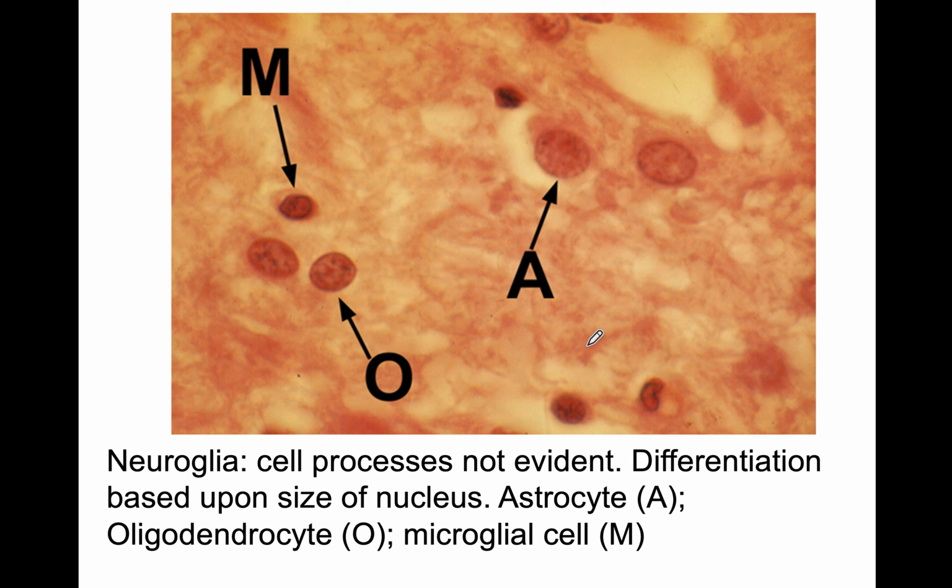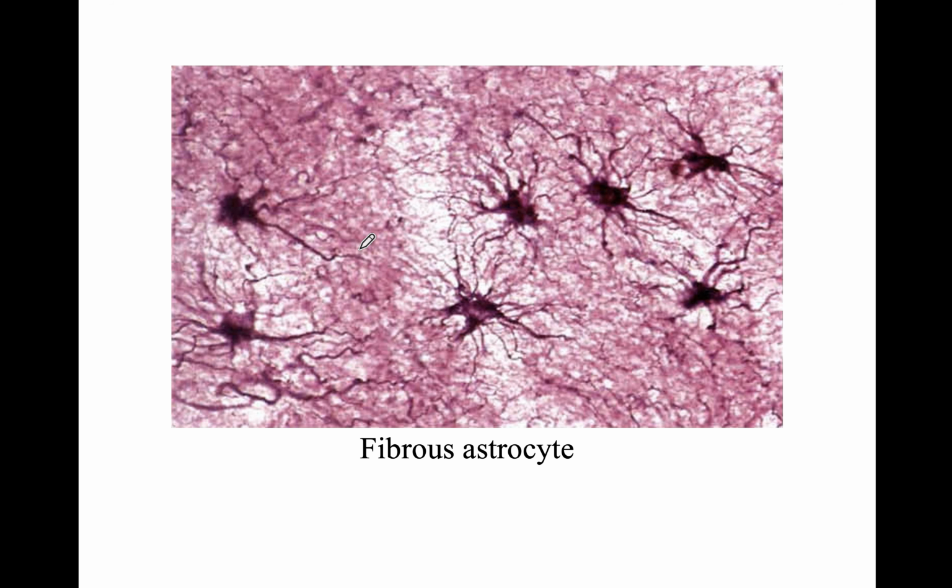How could we differentiate between them? If these cells are in the same slide, the largest will be the astrocyte, the smallest is the microglial cells, and the middle size will be the oligodendrocyte. But this is very difficult to discern because they are in different sections, and you have to have the three in the same section to be able to see. This is the largest, the astrocyte, and the smallest is the microglial, and the middle size is the oligodendrocyte.